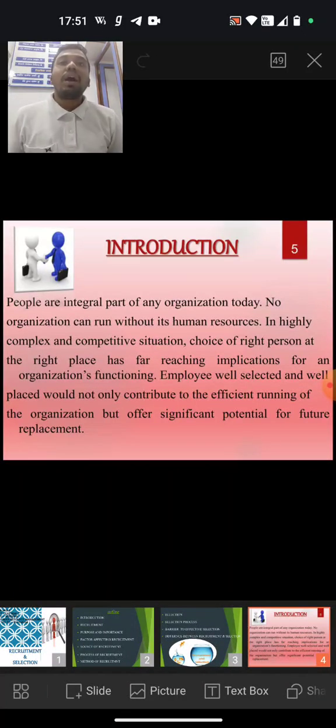Introduction: People are an internal part of any organization today. No organization can run without its human resources. In a highly complex and competitive situation, the choice of the right person at the right place has far-reaching implications for an organization's functioning. An employee well selected and well placed would not only contribute to the efficient running of the organization but also offer significant potential for future replacement.